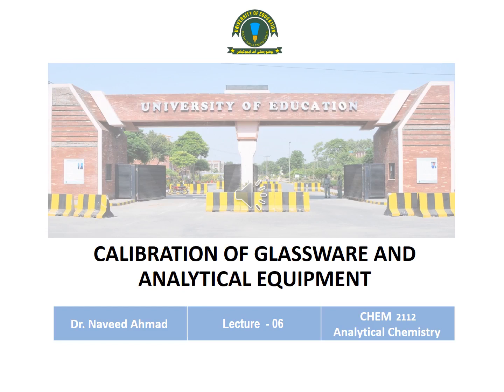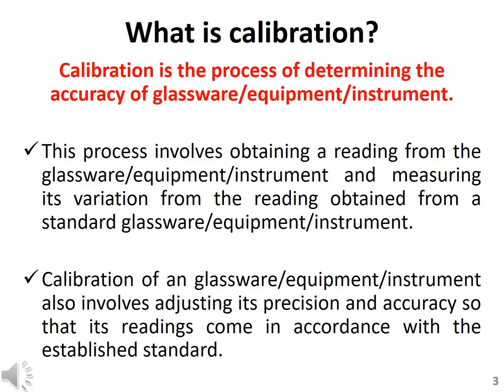Bismillahirrahmanirrahim. This lecture is about the calibration of glassware, which is commonly used in the laboratory and analytical equipment. So, what is calibration? Calibration is a process of determining the accuracy of the glassware or any equipment which you are using in the lab. This process involves taking a reading from the glassware and measuring its variation from the standard glassware.